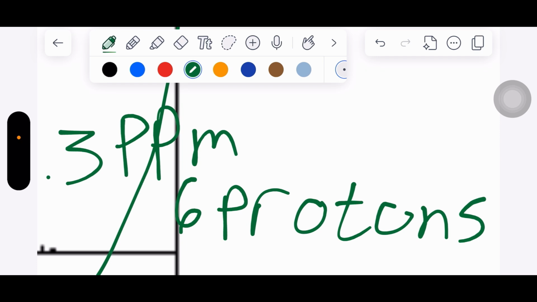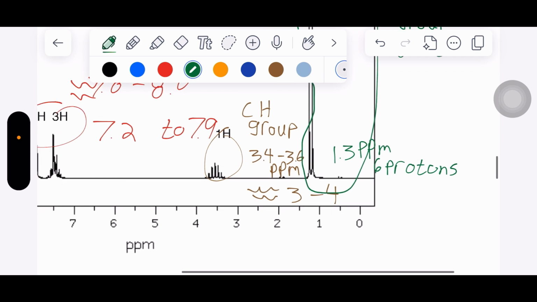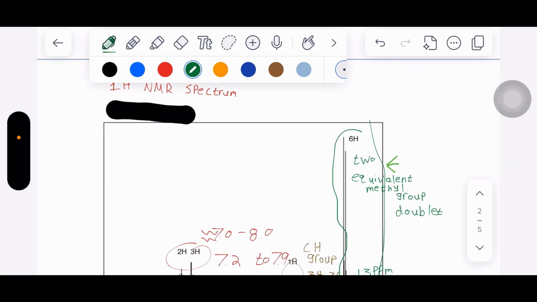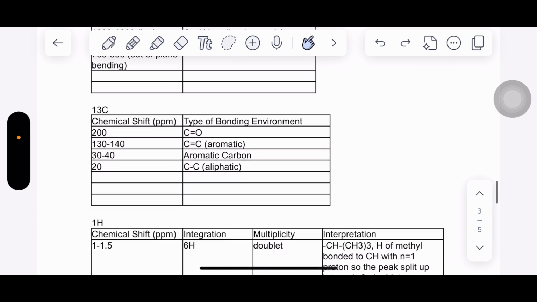And so each signal's splitting pattern and integration match the structure, which at the end we need to confirm, the arrangement of the protons in the phenyl ring, to see if this compound has this type of proton NMR. And so I have my table over here.